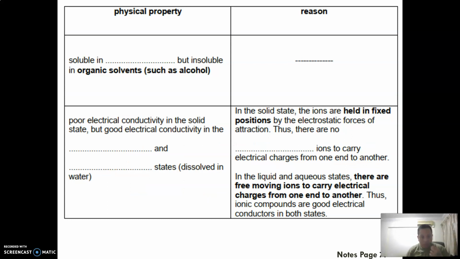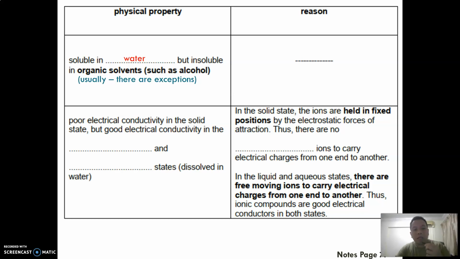And finally, we have two more physical properties to go. The first one is just for your knowledge, there is no explanation required, which is that ionic compounds are usually soluble in water, but insoluble in organic solvents such as alcohol.